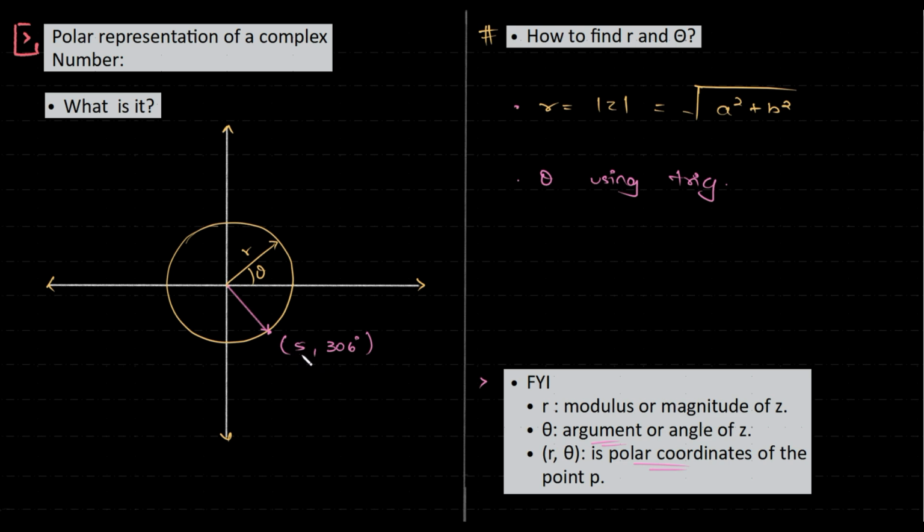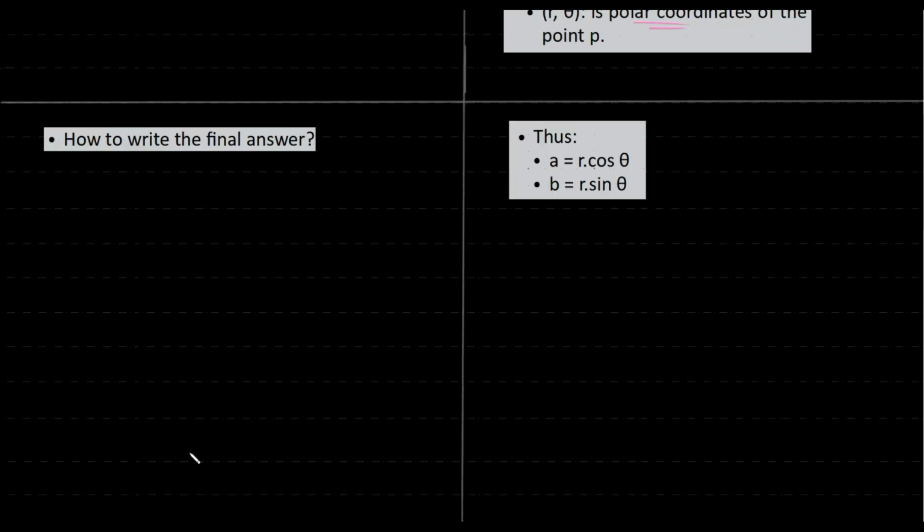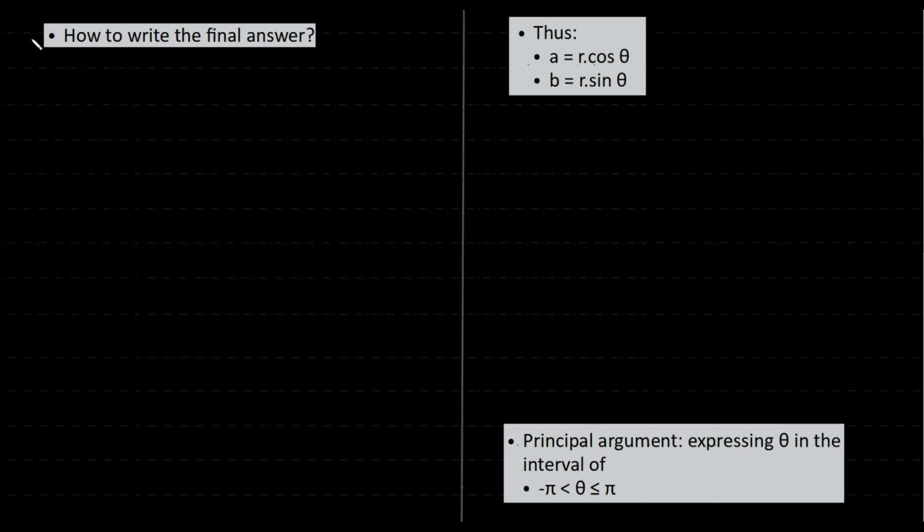And P represents the complex number 3 minus 4i. Does it make sense now? Okay, there are a few more things. How do you write the final answer though? So all of that was easy.